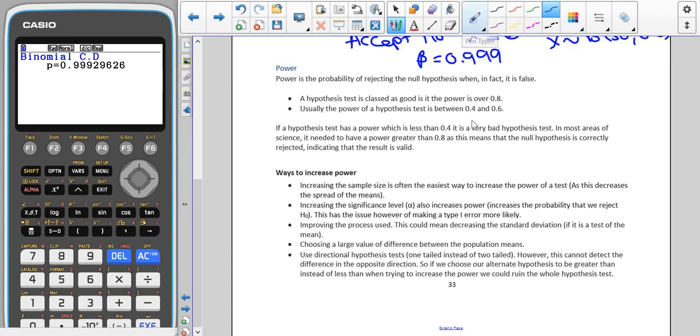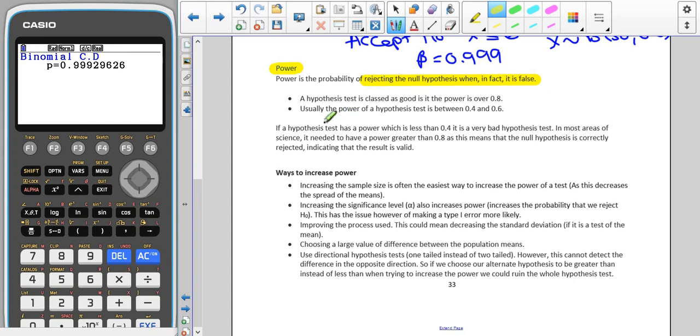So finally, we are going to move on to having a look at power. Power is the probability that we reject H0 when in fact it is false. That means that we are concluding that we have found an increase or a decrease or a change, and that is in fact correct.